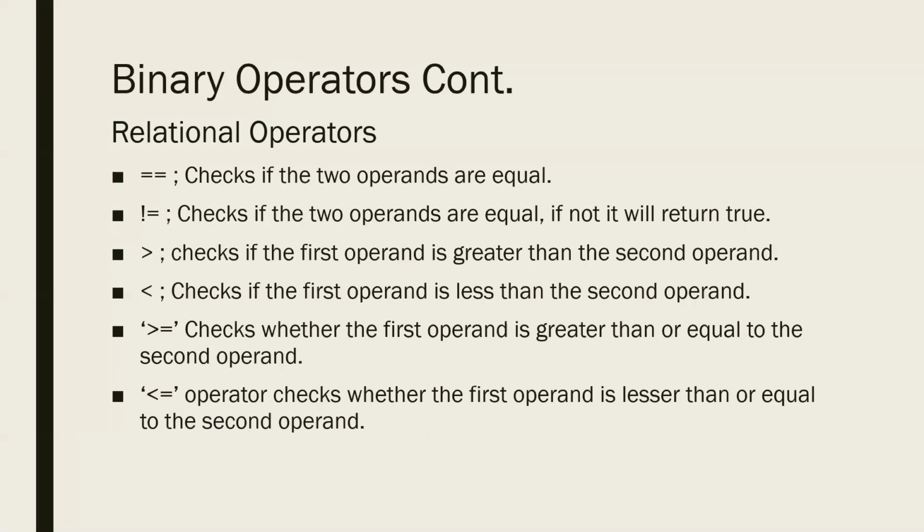The greater than and equal checks whether the first operand is greater than or equal to the second. And the less than and equal checks whether the first operand is less than or equal to the second.